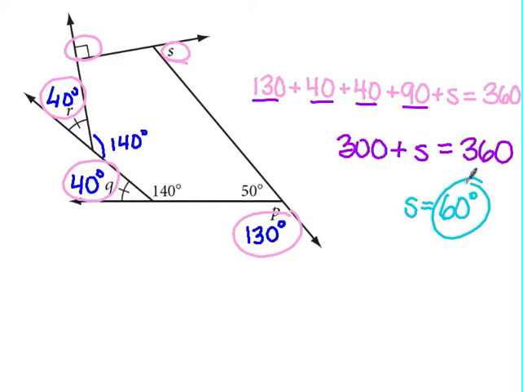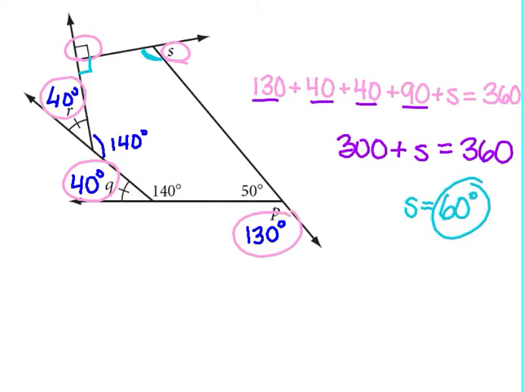Now that's not the only way. You could have found this missing angle to be 90, and then you could have found the sum of the measures of a pentagon and found out what this angle is. I think that would have taken a little longer, but that's still another way you could have solved that problem.